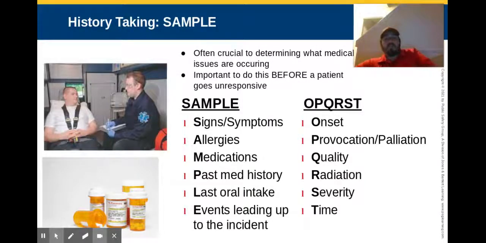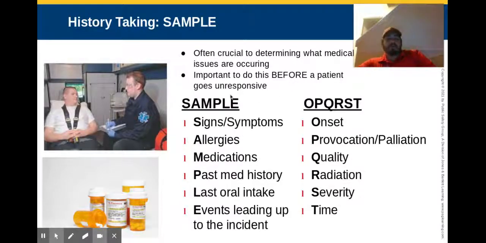So why is it important to do history first? Because you don't know when that patient's going to go unresponsive or start to have altered mental status. They might get confused. So you really want to try and get this done as soon as possible because A, they might go unresponsive and you can't get answers, but B, because it really is going to, again, clue us into what's going on. All right.